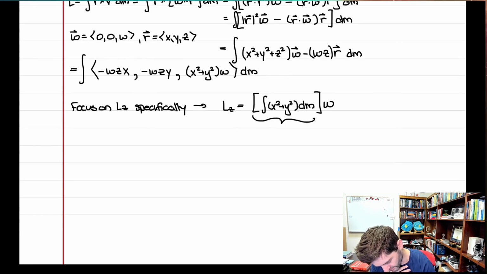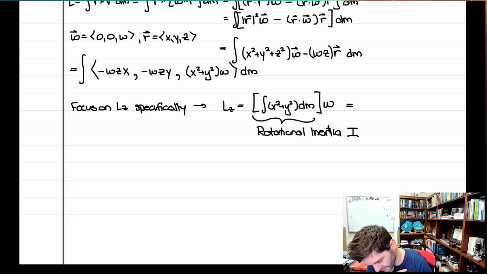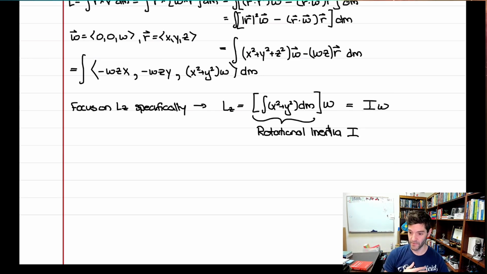This here is what's called the rotational inertia, usually given the capital letter I. More technically, I should be saying I sub z as the rotational inertia of the system, which allows you to write this component of the angular momentum as just I times omega.